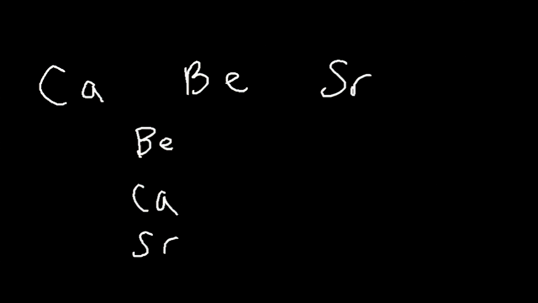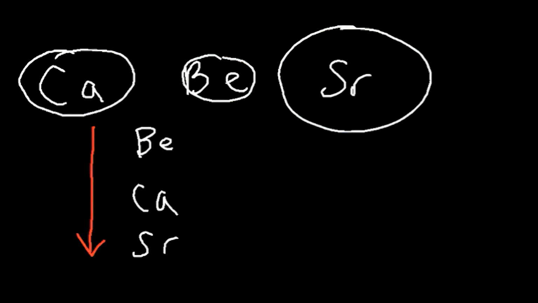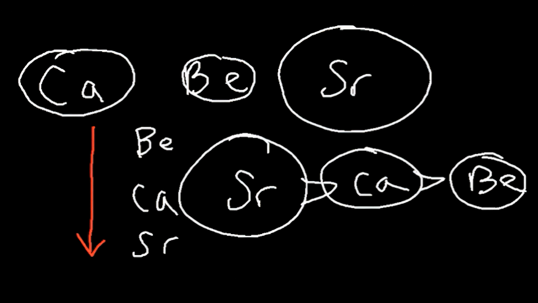Now we know that atomic size increases as you travel down a group. Now we want to rank it in order of decrease in atomic size. So we know that strontium is the largest, beryllium is the smallest, and calcium is in between. So to put it in decreasing order, we want to rank it from large to small. We're going to start with strontium, then calcium, and then calcium is bigger than beryllium. And so that's how you can rank it in order of decrease in atomic size.